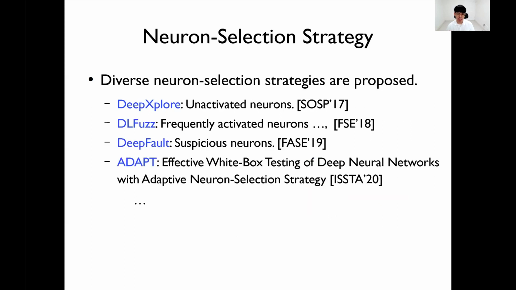And to address these challenges in white box DNN testing, diverse neuron selection strategies such as DeepXplore, DLFuzz, DeepHunter, and ADAPT have been proposed. Like the top research topic about coverage metrics for DNN testing, these neuron selection strategies are also actively ongoing research topics. Each neuron selection strategy has its own criteria to pick some neurons first. So first, let me introduce the neuron selection criteria used in the two techniques, DeepXplore and DLFuzz.